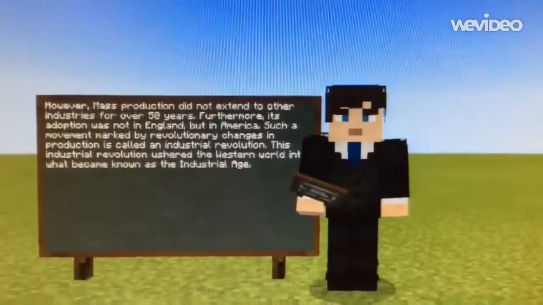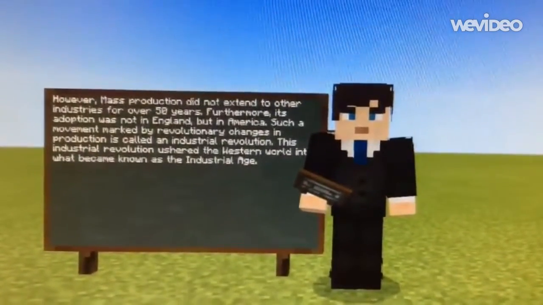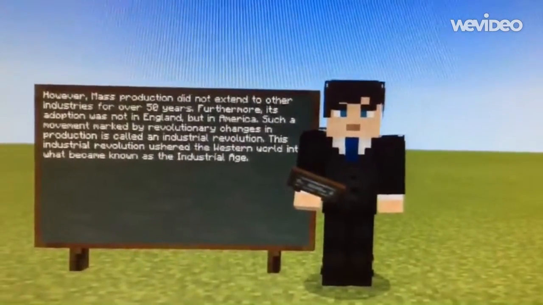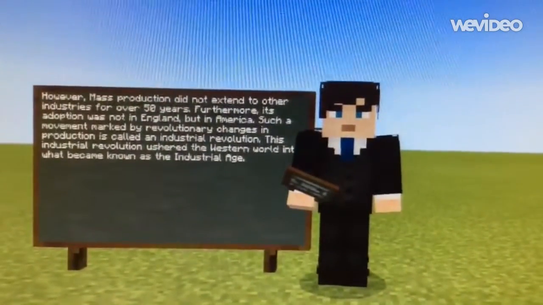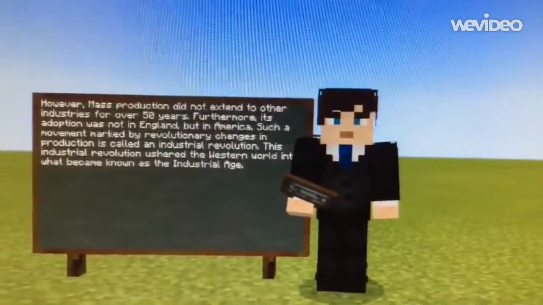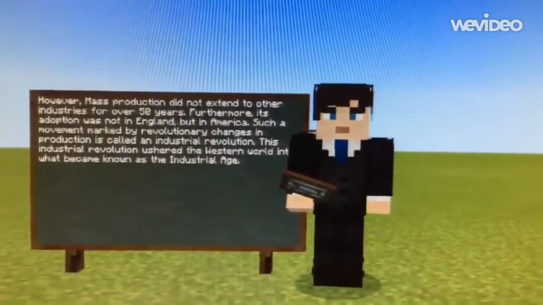However, mass production did not extend to other industries for over 50 years. Furthermore, its adoption was not in England, but in America. Such a movement marked by revolutionary changes in production is called an industrial revolution. This industrial revolution ushered the Western world into what became known as the Industrial Age.